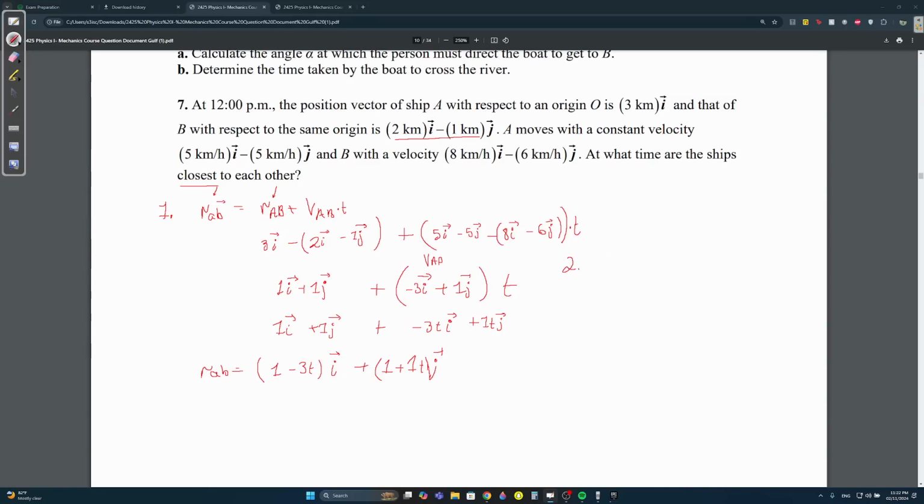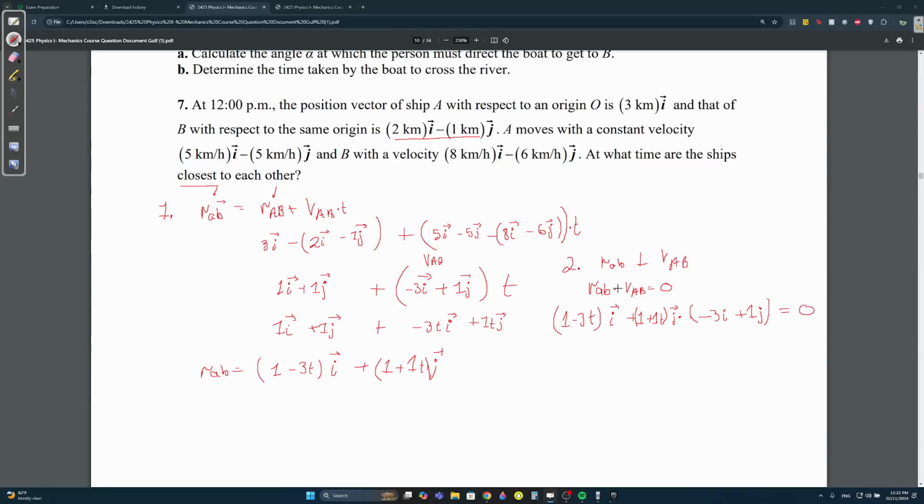Step 2. What's always step 2? You say that RAB is perpendicular to VAB. What does this mean? That RAB times VAB is equal to 0. Okay. RAB, what is it? We just found 1 minus 3t i plus 1 plus 1t j, times VAB, which is this. This is why I told you need it later. Minus 3i plus 1j is equal to 0.